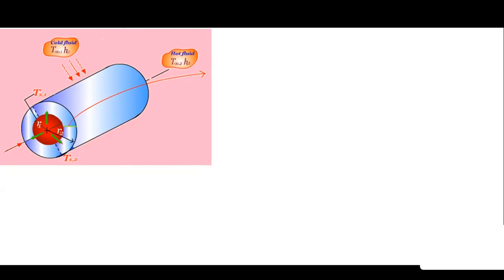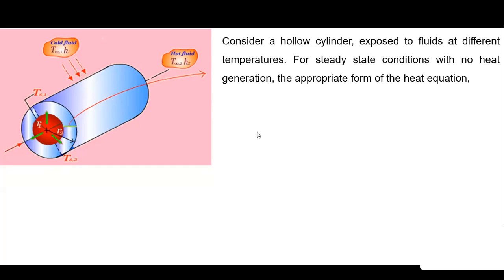Hollow cylinder, as I told you, has an inner radius, say R1, and an outer radius, say R2. It is exposed to some fluid whose temperature is T infinity with a heat transfer coefficient of h1. Consider a hollow cylinder exposed to a fluid at different temperatures for steady state conditions with no internal heat generation. Once again, same situation: steady state, no internal heat generation, and one dimensional.